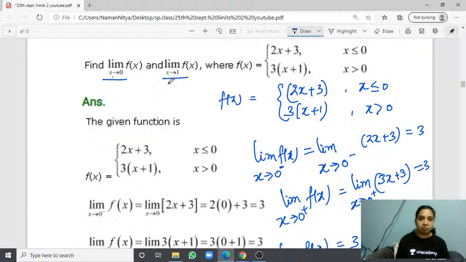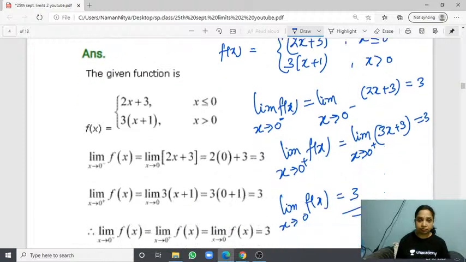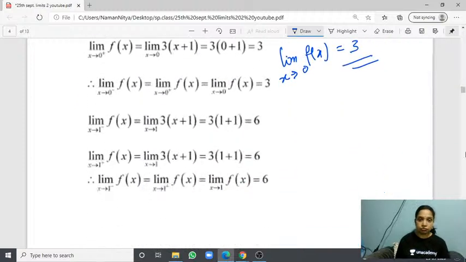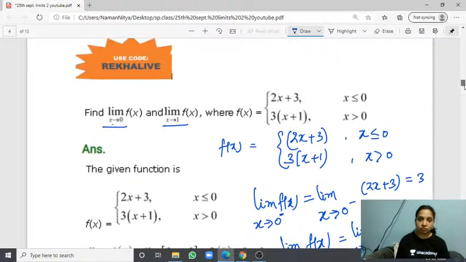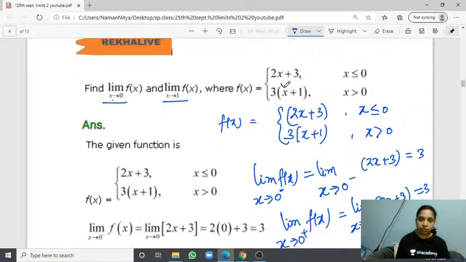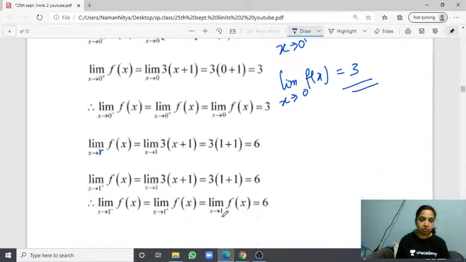Now the second is limit f of x, x tends to 1. See how to do it. Obviously in this case, if I'm taking x tends to 1 minus f of x, which function should I use? Obviously this function only, for both left hand and right hand also. 3x plus 1. Put x equal to 1 in this. You will get 3 into 2, that is 6.